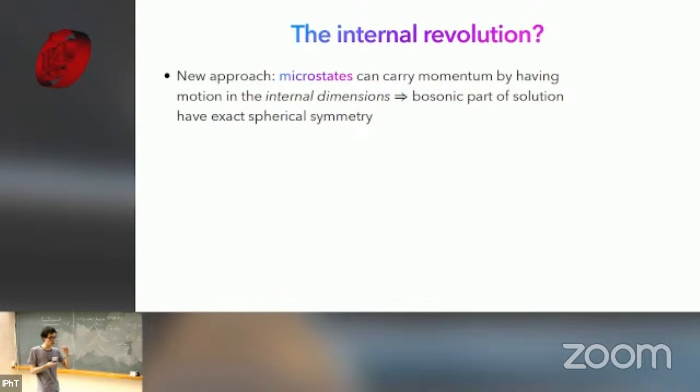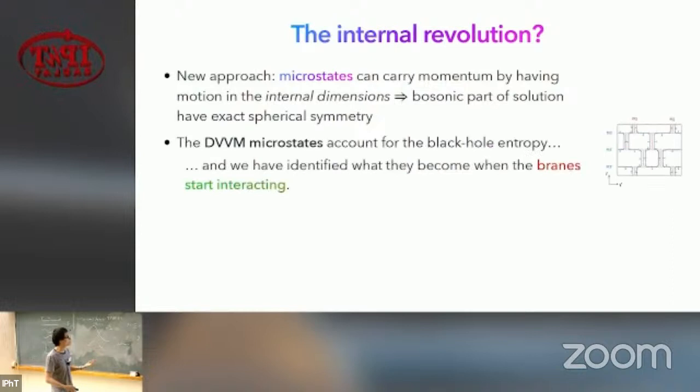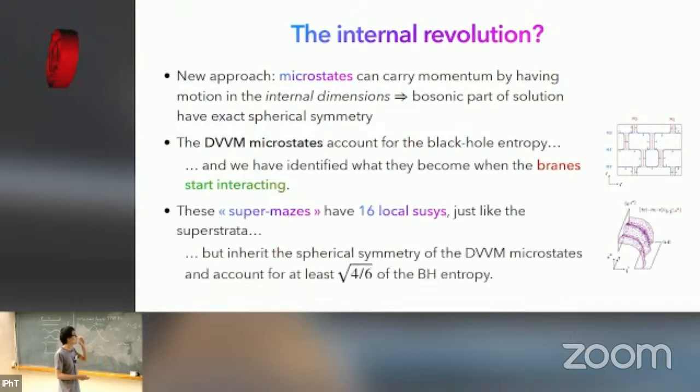And for the entropy side, well, you know that the DVV microstates account for the black hole entropy. And now we have identified what they become when the branes start to interact. So these supermaze, which are the result of the interaction between the branes, have 16 local supersymmetries, just like the superstrata. But they inherit the spherical symmetries of the DVV microstates, and they account for at least square root of 4 divided by 6 of the black hole entropy, corresponding to the bosonic part of the entropy.